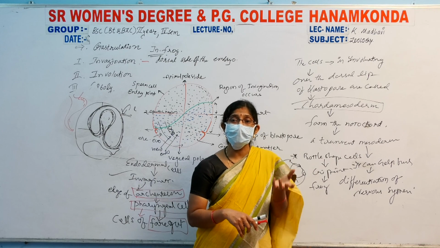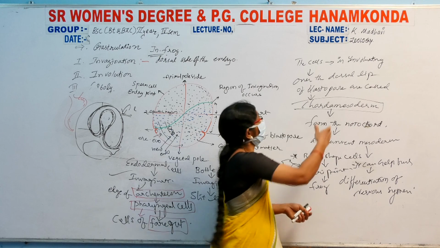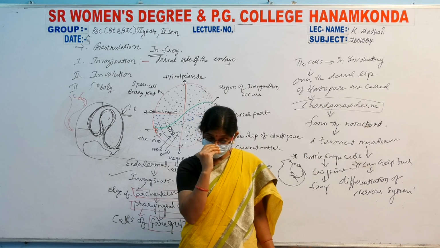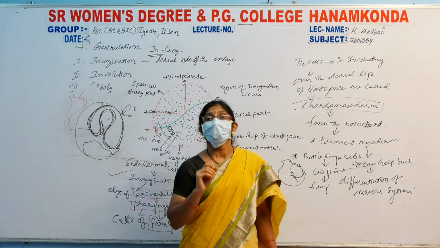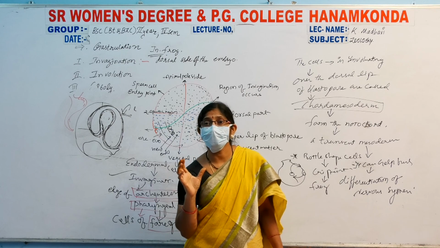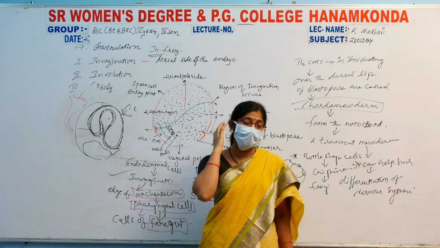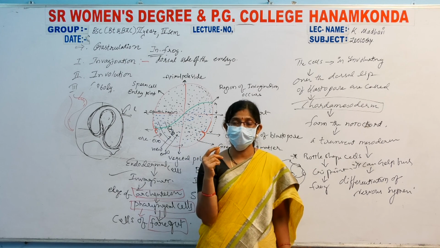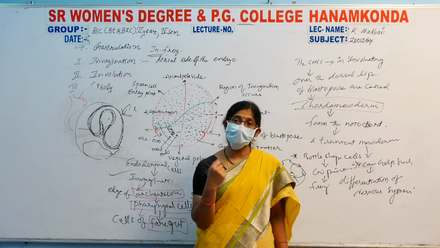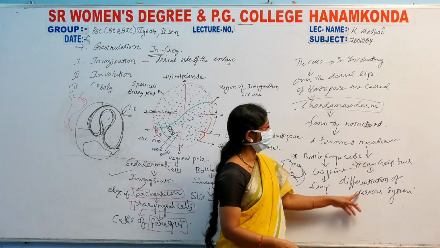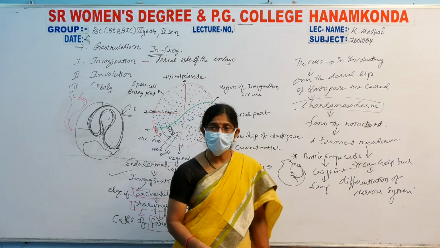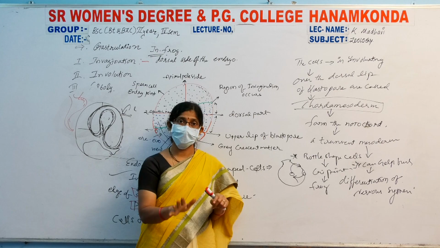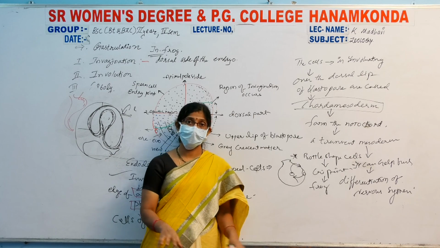The marginal cells enter the inside and form the chordamesoderm. This chordamesoderm helps in the formation of the notochord and also the differentiation of the nervous system, where the different ganglia, the spinal cord, the peripheral nervous system, the autonomic nervous system and the central nervous system are differentiated by this chordamesodermal layer. And next, as this topic, subchain.